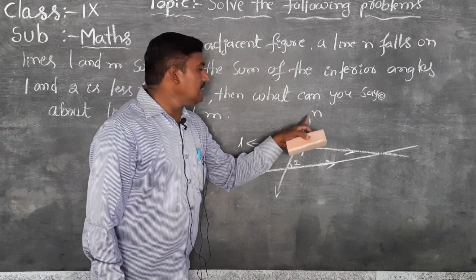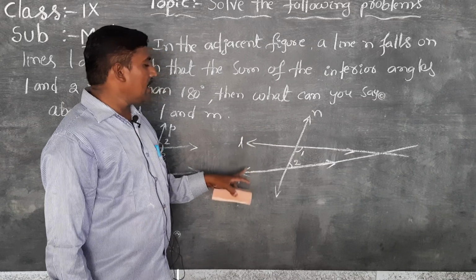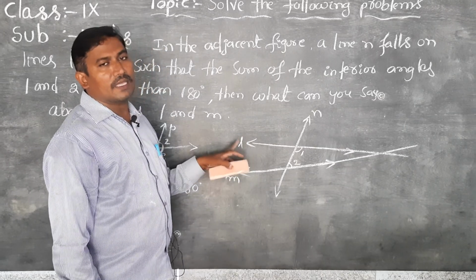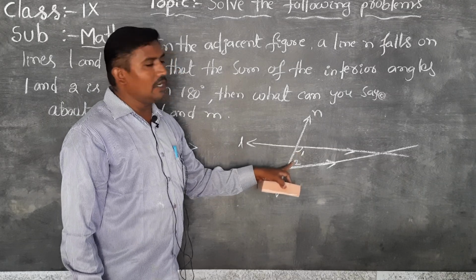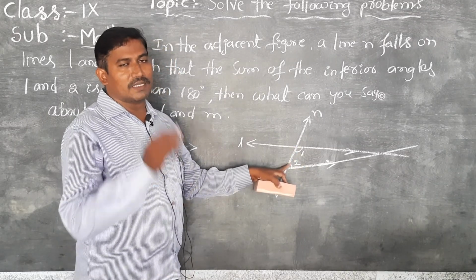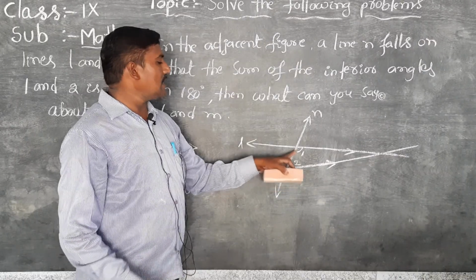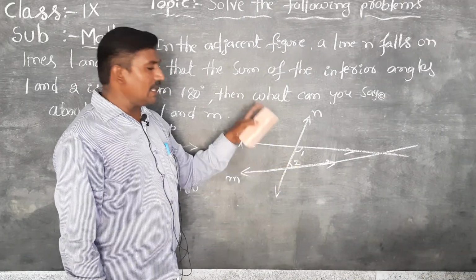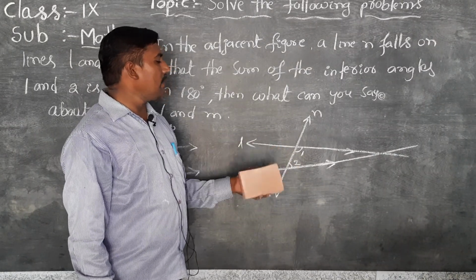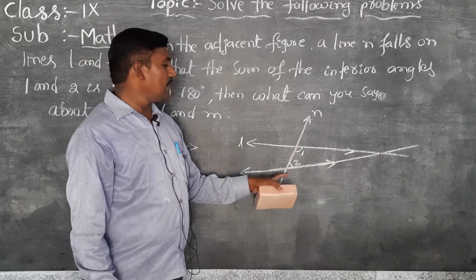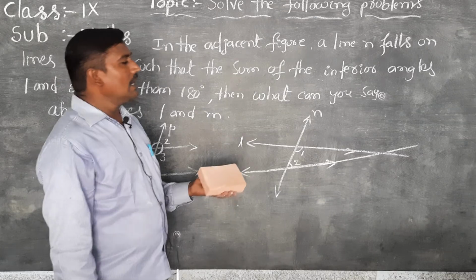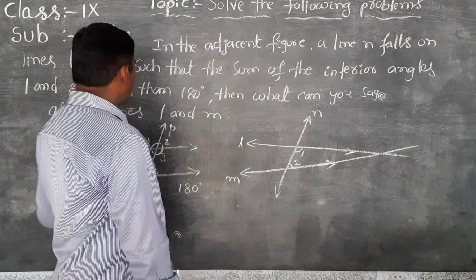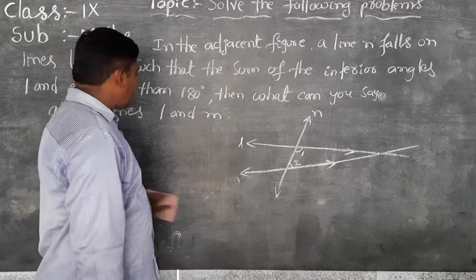So when N is a transversal and L, M are parallel, then angle 1 plus angle 2 must compulsorily be supplementary angles. These are not equal to 180, less than 180 they are saying. What is happening means L and M, these two lines are intersecting lines.